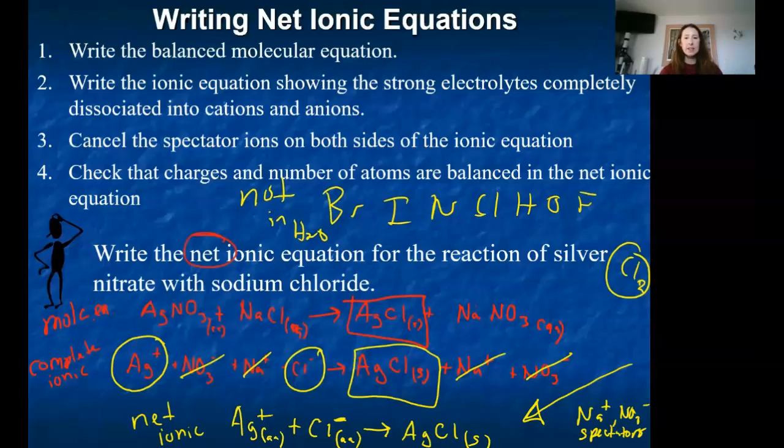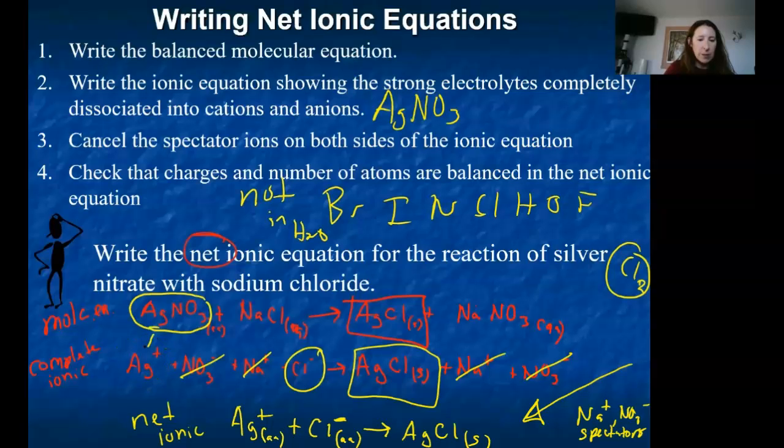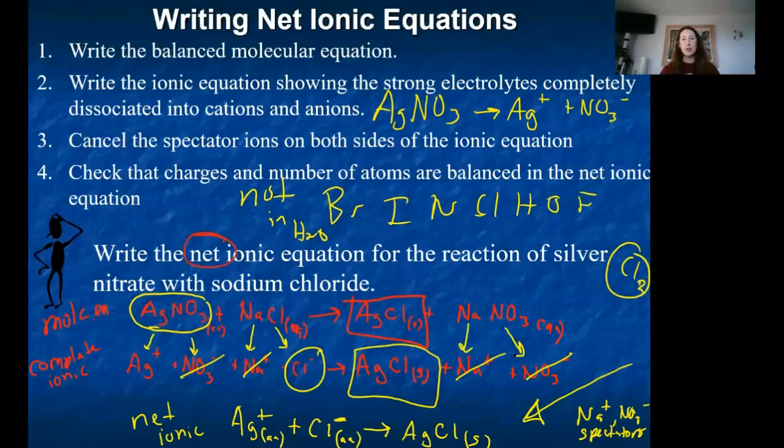Okay. So again, this is how we do our molecular, complete, and net ionic. When you're doing your homework, if it asks for a dissociation, for example, the dissociation of AgNO3, see how we did that right here? We broke it up into Ag plus and NO3 minus. That's what a dissociation is. We're taking it apart. So if you see on Chem 101 it asks for the dissociation, it's just asking you to take the ionic compounds apart.